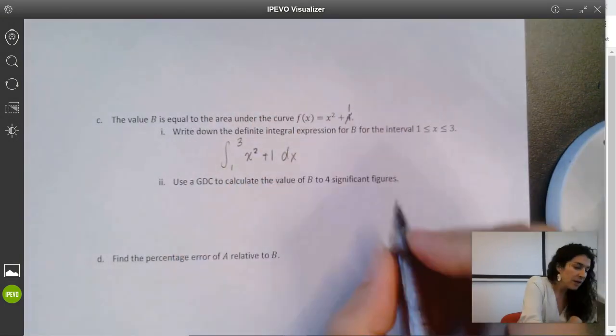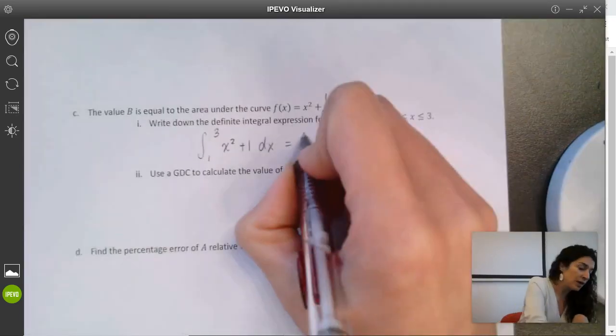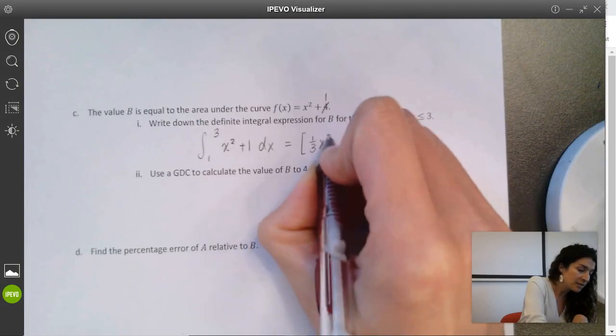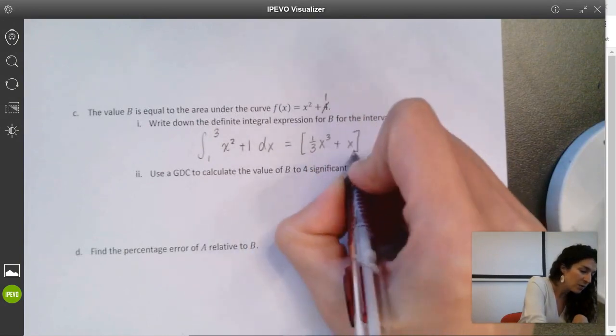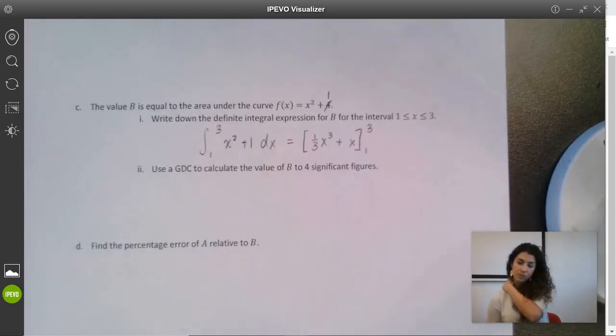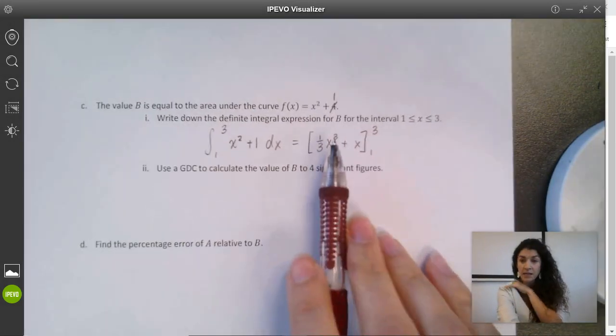dx. You could write that out into this. You could take the integral, and that's 1/3 x cubed plus x, and we would have to evaluate that from 1 to 3. It does say to use your calculator to calculate this to 4 significant figures. So I will let you either practice plugging in and evaluating.